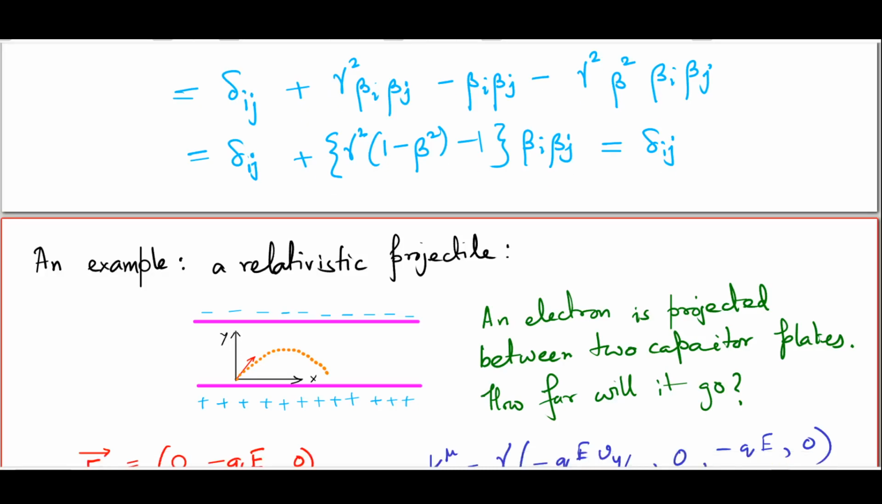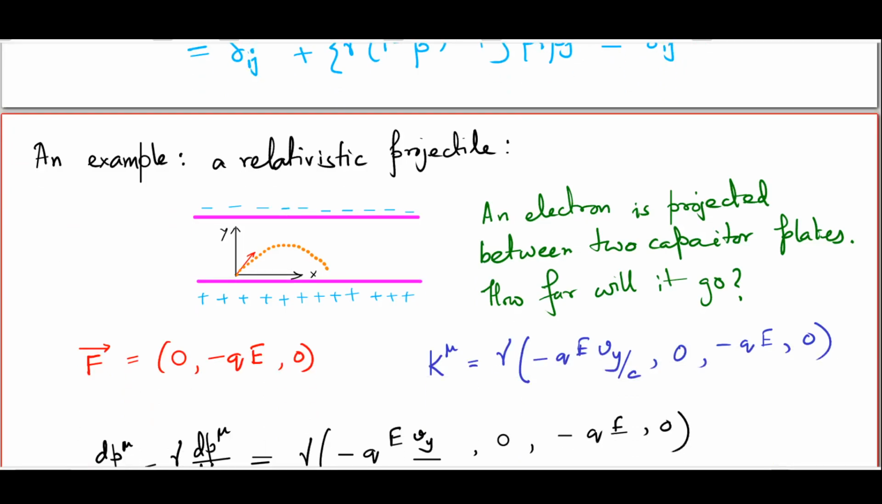Now, this force, of course, has only one component, the y component, a negative one. So the force takes the form 0, minus qE, 0. And just to remind you, this automatically means that K^μ, the 4-force, is going to have these 4 components. There will be an overall factor of gamma. The spatial part will be 0, minus qE, 0, whereas the temporal part is going to be F·v by c, and that is going to work out to be minus qE v_y by c.